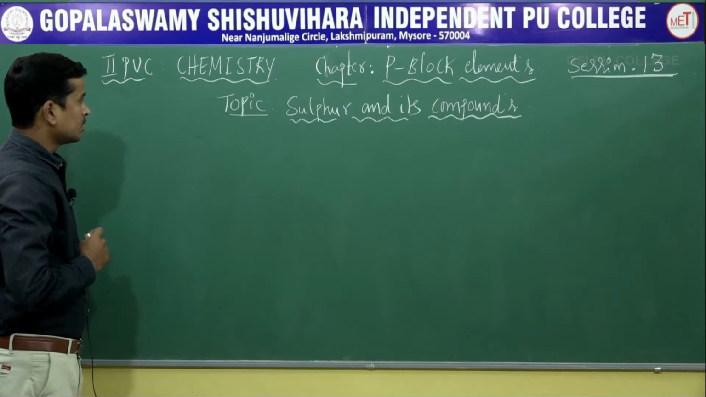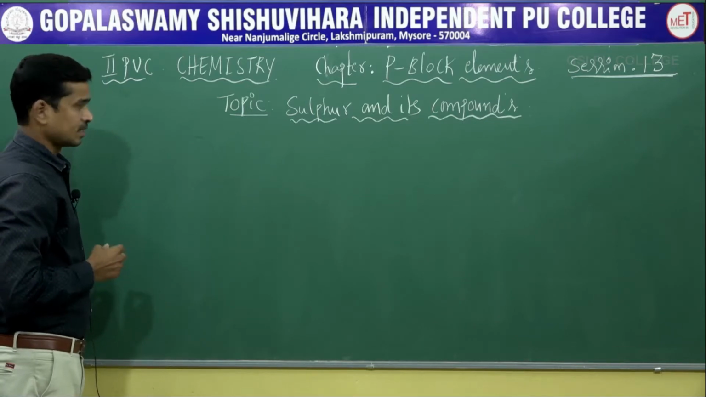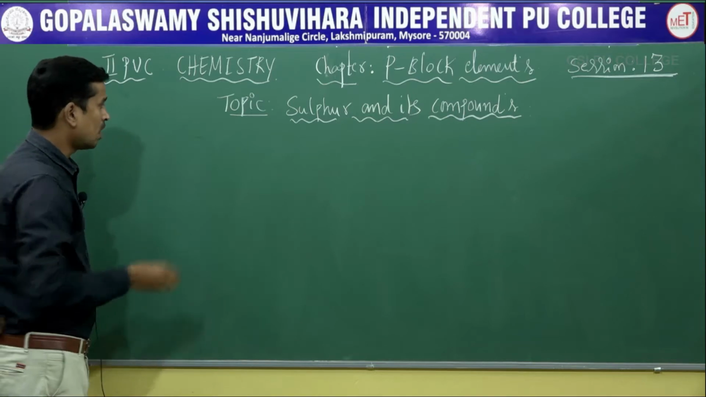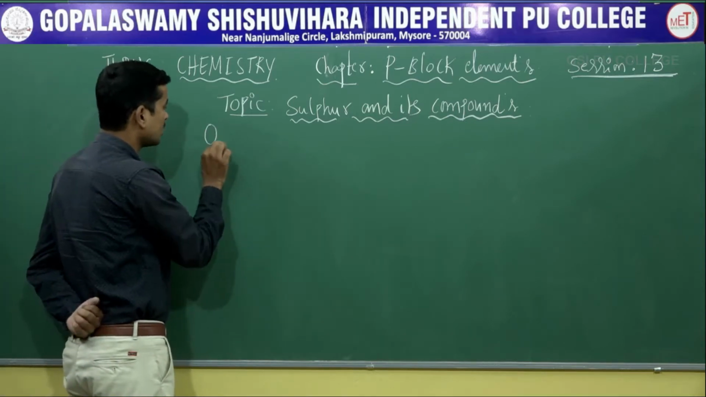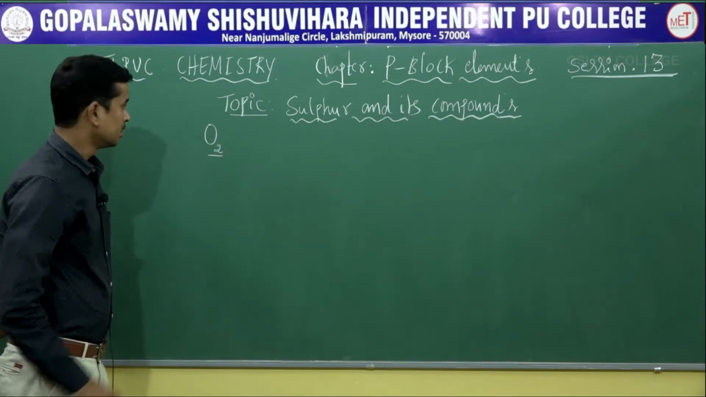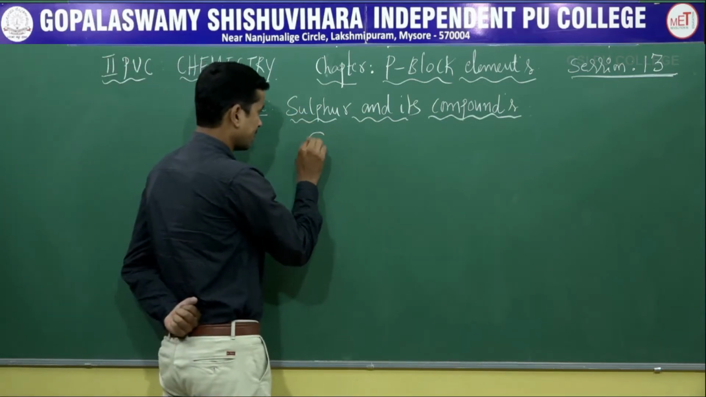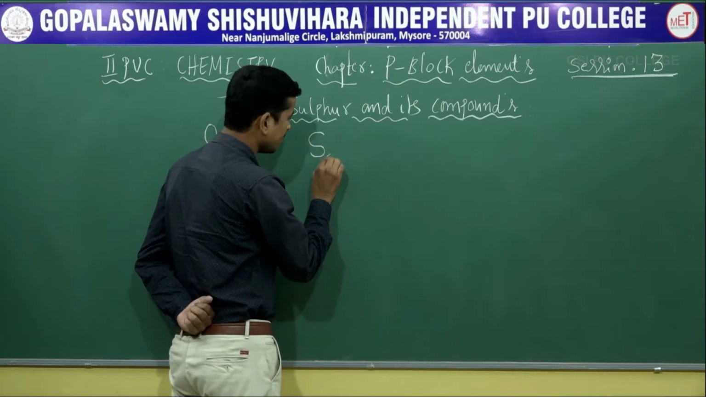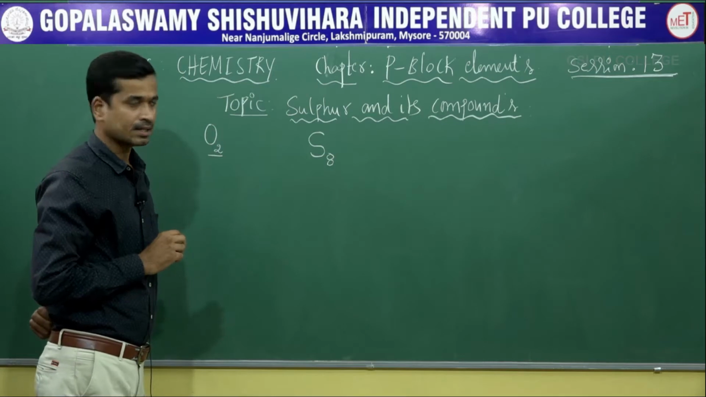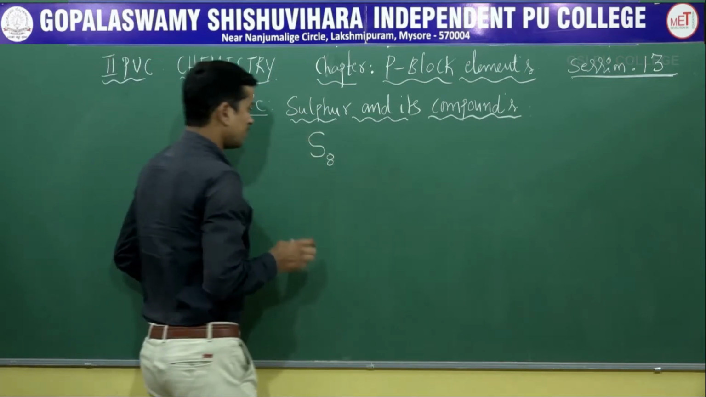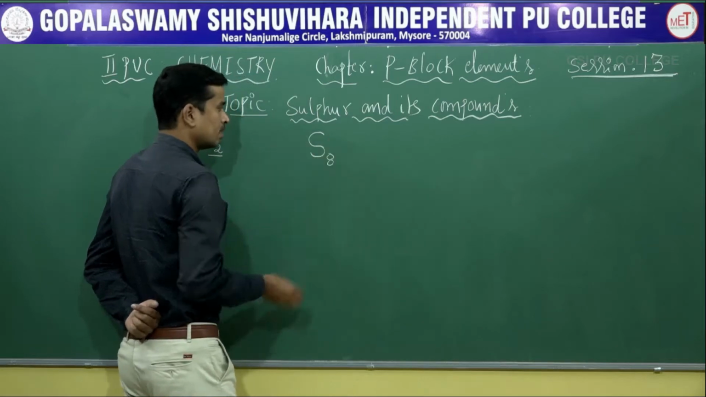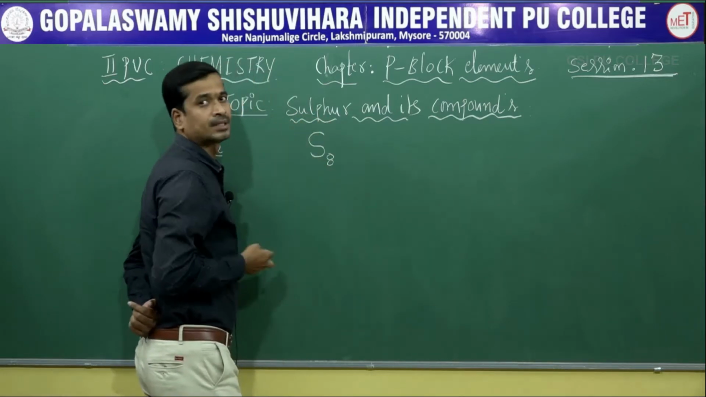First, what is the atomicity? The atomicity of oxygen is 2. Oxygen exists as a diatomic gas. But sulfur exists as octaatomic in nature. Sulfur has an octaatomic crown shaped structure.